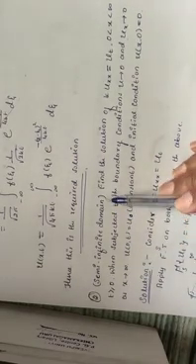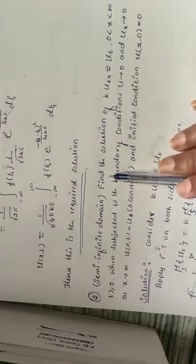Hello everyone. In this class I am going to solve another problem using the Fourier transformation method. Here we will consider a semi-infinite domain. The problem is to find the solution of the equation k times the second order derivative of u with respect to x equals the derivative of u with respect to t.